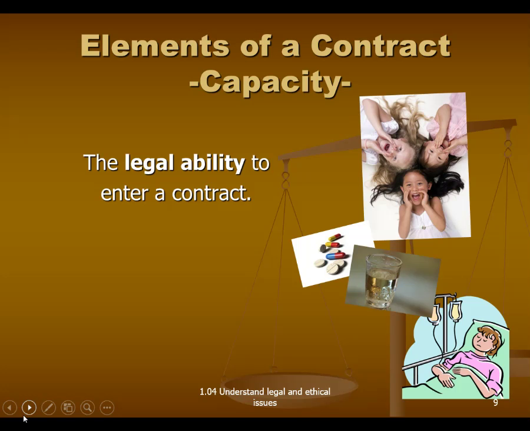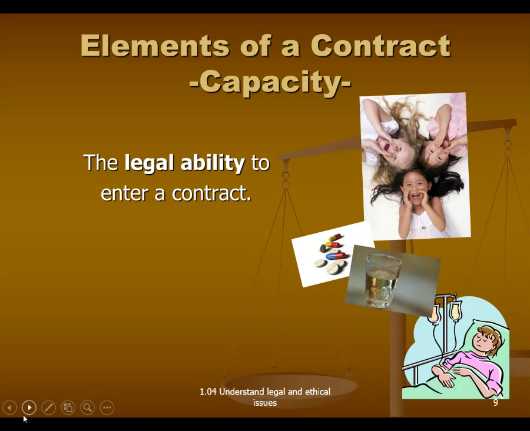I can't agree to any kind of contract if my mental capacity is not intact. If I have dementia or Alzheimer's that's advanced, I can't agree to things. I can't go into a contract for things if I don't have the mental capacity to understand the contract.